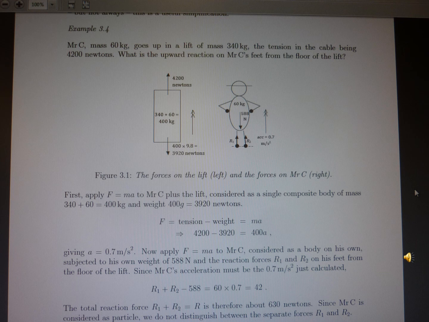So R1 plus R2 minus 588, because of Mr. C's weight, which is the force equal to mass multiplied by gravity. So this is 60 multiplied by 9.8, which is 588. So therefore R1 plus R2 minus 588 is equal to 60 multiplied by 0.7. So you get 42.